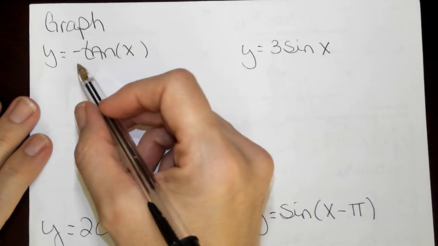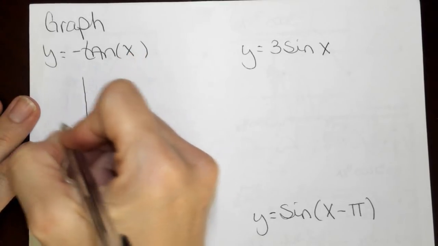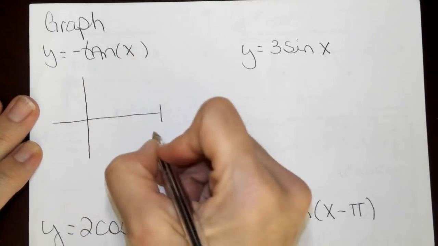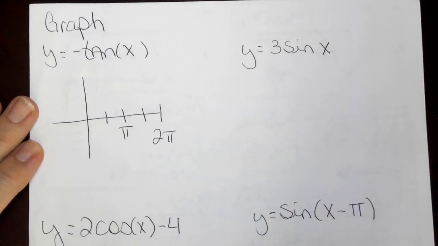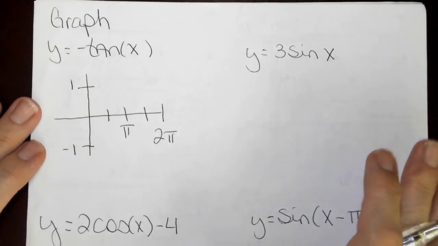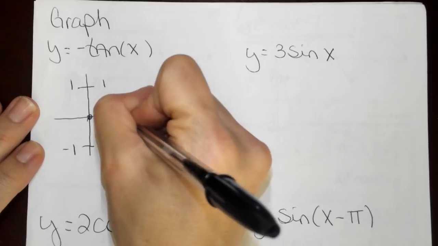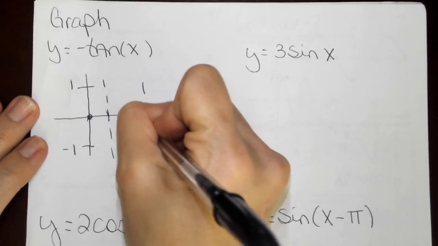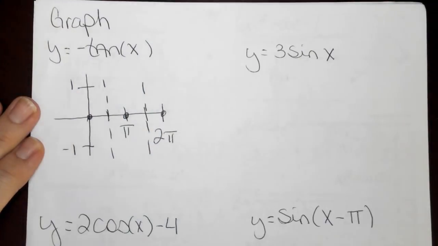So the first one we're going to look at is negative tangent. We haven't done a tangent in a while. So let's remember that we're going to go out to 2 pi, and then we're going to half it, half it, half it. I go up to 1 and down to negative 1. And tangent's the one that has the pattern where it goes 0, asymptote, 0, asymptote, 0. And that pattern continued both directions.